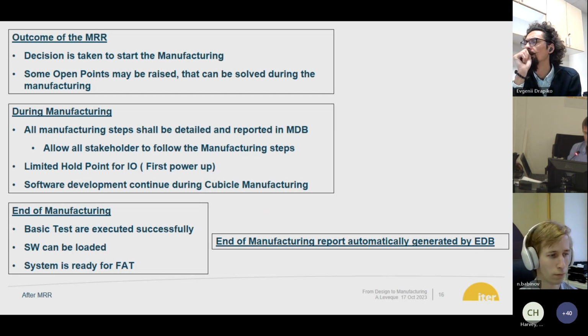And the software development is always continuing. So don't work only on cubicle manufacturing or only on software. Everything can be done in parallel.